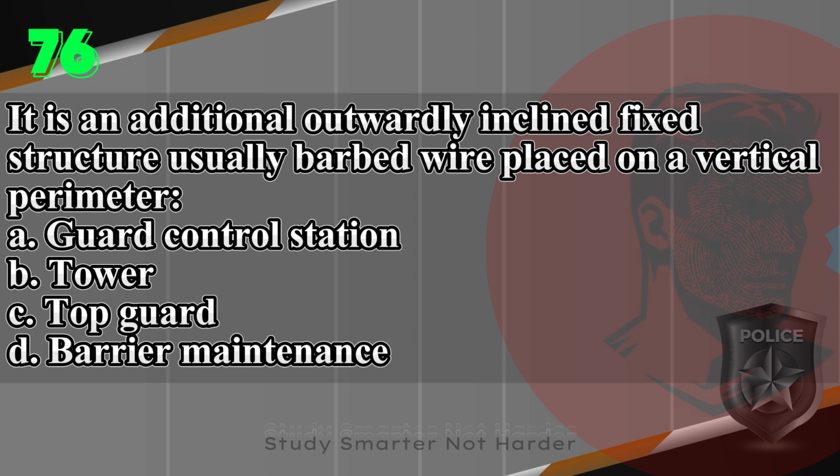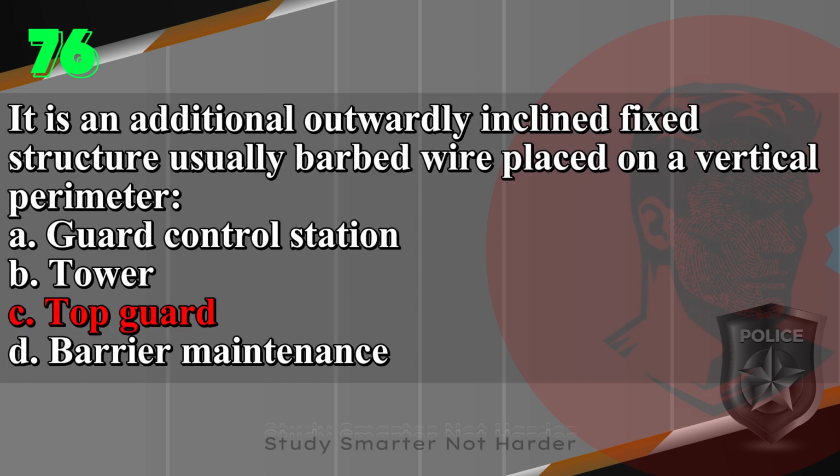76. It is an additional outwardly inclined fixed structure, usually barbed wire placed on a vertical perimeter. A. Guard control station. B. Tower. C. Top guard. D. Barrier maintenance. C. Top guard.